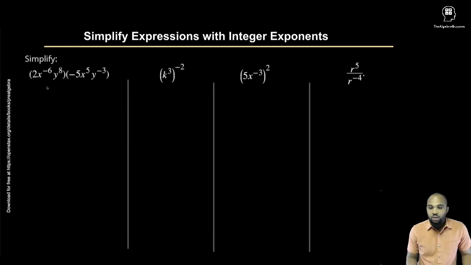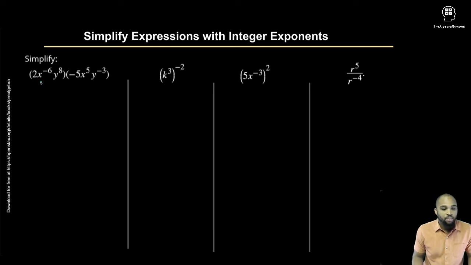All right, what about this one here? So again, we're going to use all our rules. 2 times negative 5 is negative 10. So we took care of those. Now we're going to multiply x to the negative 6 and x to the 5th. We're going to add our exponents to get x to the negative 1. And we know that's going to change here in a second, but we'll just keep it the way it is right now. 8 plus a negative 3, because we have like bases, we add those exponents to get y to the 5th.